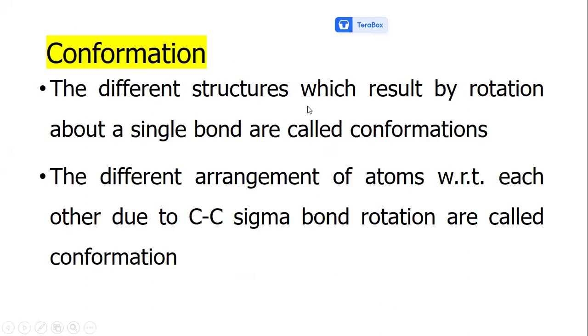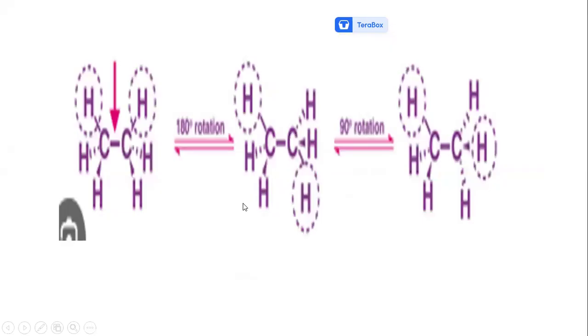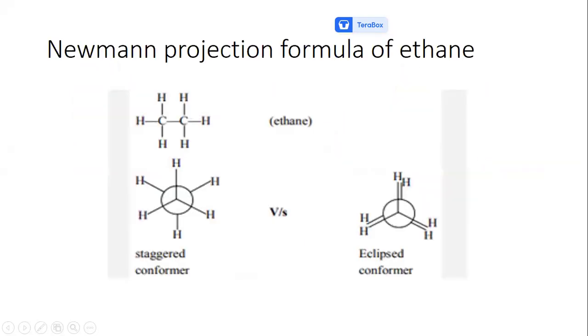Conformation: the different structures which result by rotation about a single bond are called conformations. The different arrangements of atoms with respect to each other due to carbon-carbon sigma bond rotation are called conformations. See the rotation of this carbon, again rotation. Newman projection formula of ethane.